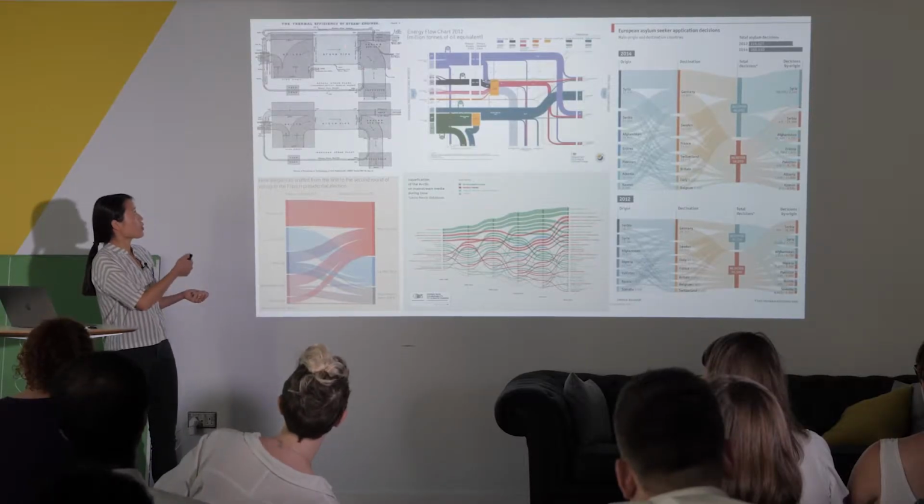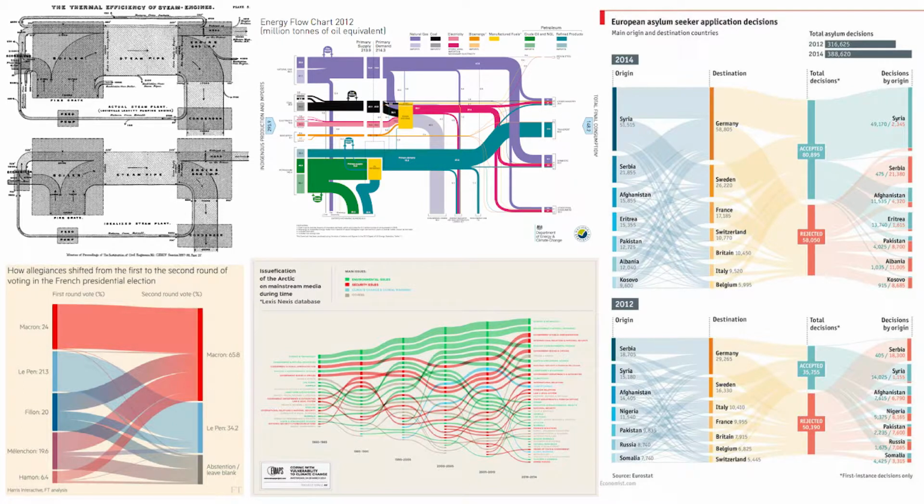So Sankey diagrams, what are they? It's a type of visualization that shows flow in a process or system. They're typically used to show energy flow, such as this one here, showing flow going through a steam engine. This is another energy flow visualization of energy going through the UK economy.